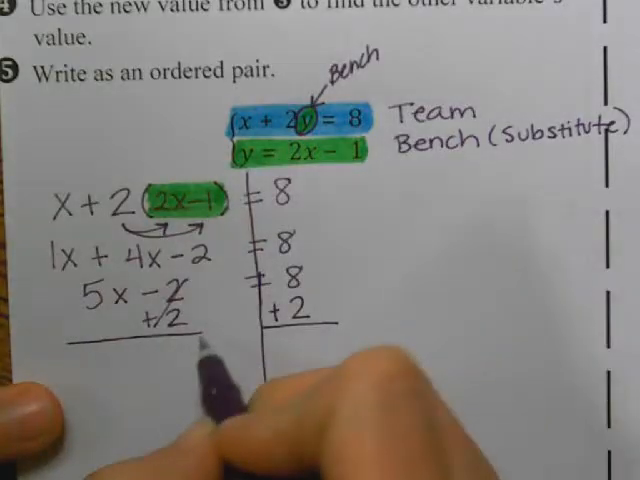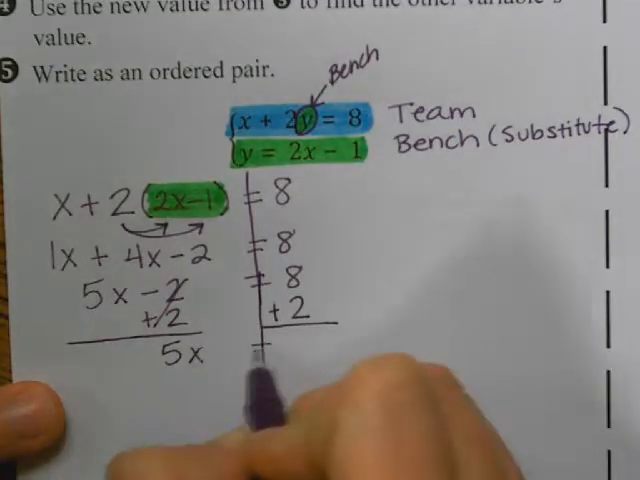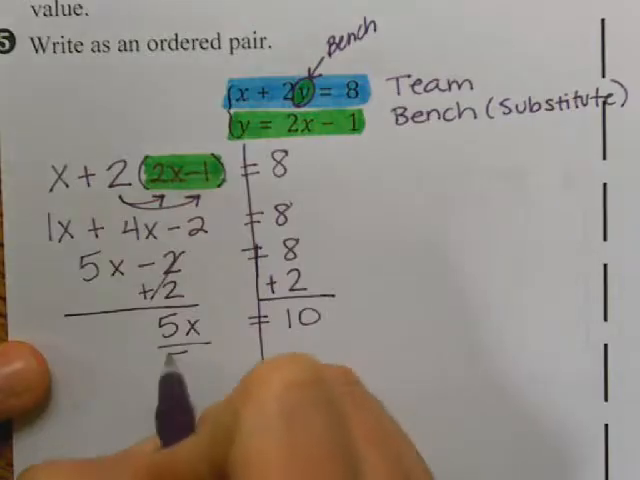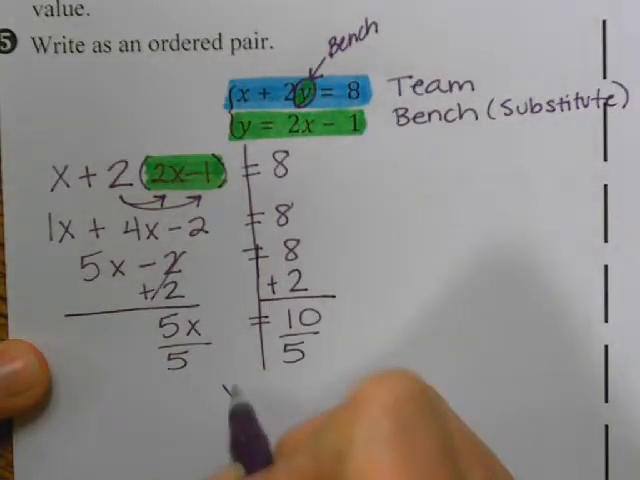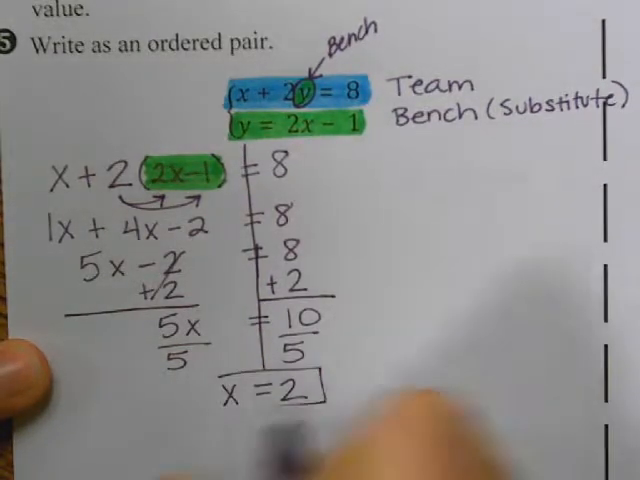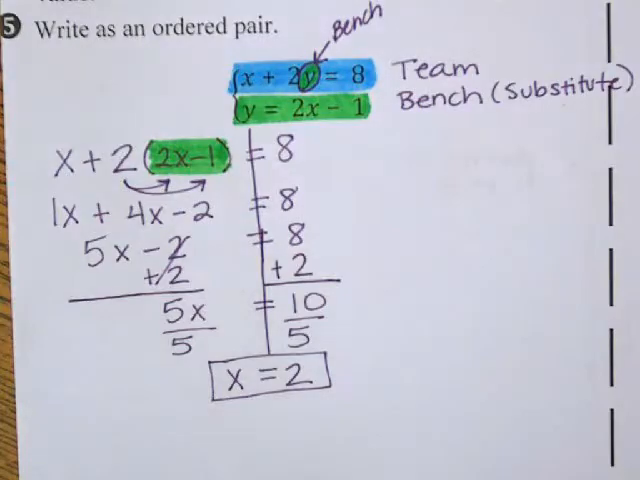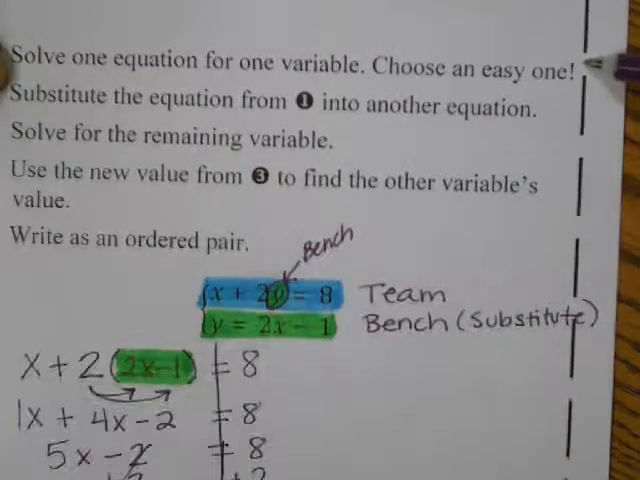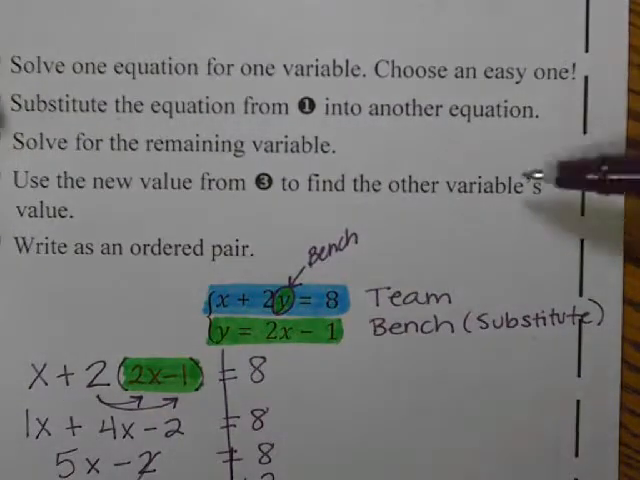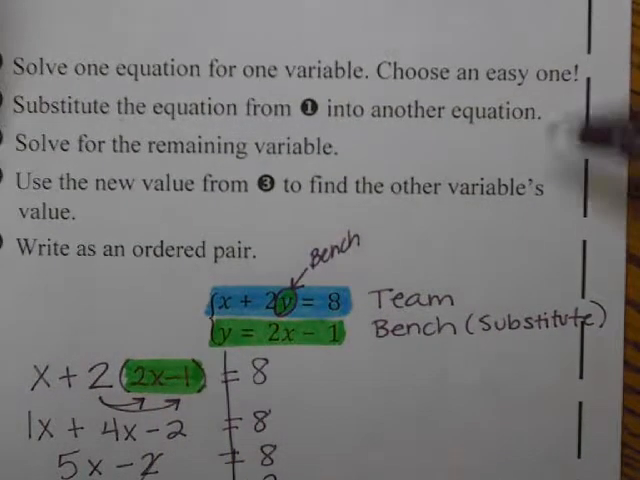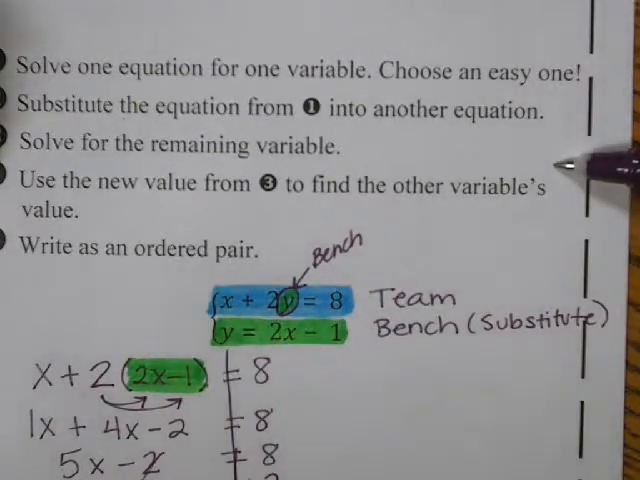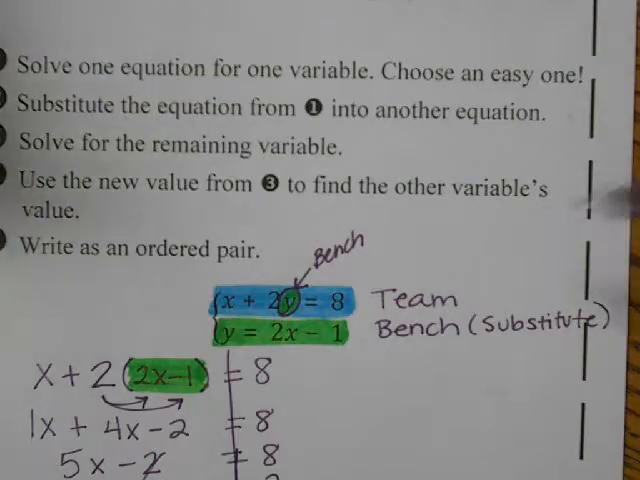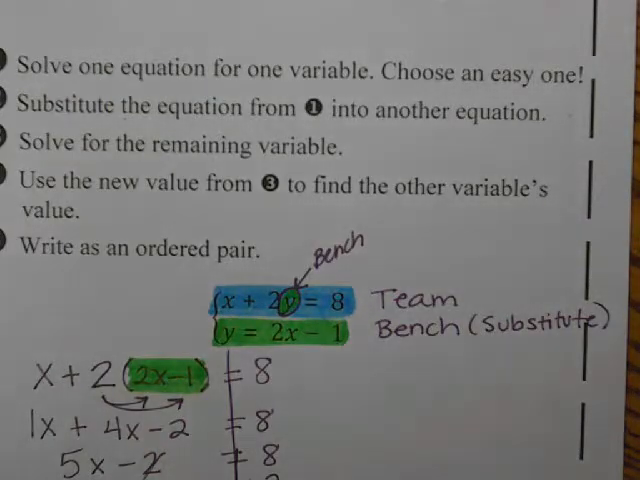That cancels and you're left with 5x equals 10. And then the last thing you're going to do is divide. So you get x equals 2. Okay? Now remember, it says solve the equation for one variable. We already have it done. It says substitute in. We already did that. We solved for the remaining variable, which is x. And so now we're going to use the value from that to find the other variable that we need.